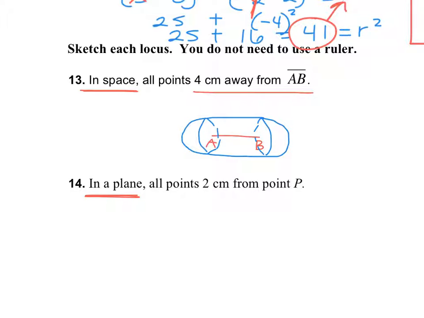Okay. 14 says, in a plane, all points that are 2 centimeters from point P. So if I have point P, I'm in a plane, so am I 2D or 3D? Two-dimensional. And what do you get from this? A circle, right? Everything that's 2 centimeters away, if you went 2 centimeters this way, you'd end up here. If you went 2 centimeters this way, here, 2 centimeters this way, you're here. So essentially you're getting a circle where these are all 2 centimeters. Okay? Yeah, you're not going to actually measure it. Questions?